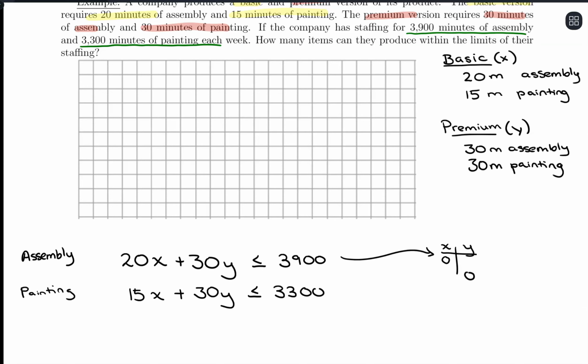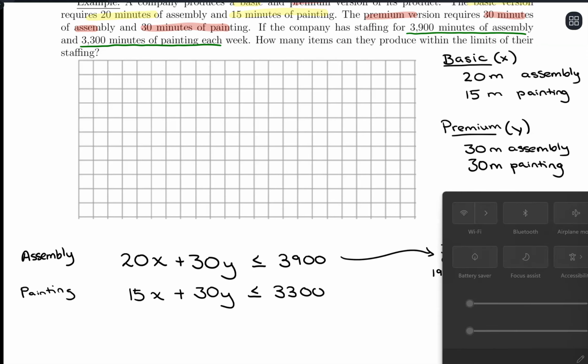So if I plug in X equals 0, we're going to have 30Y, and just for simplicity, I'm going to say equals 3,900. So we're going to divide both sides by 30, and that should be 130, I believe, but I'm just going to double check with my calculator. Yeah, 130. All right, and then if I let Y equal 0, so that's 20X equals 3,900, so I want to take 3,900 divided by 20, and that's 195.